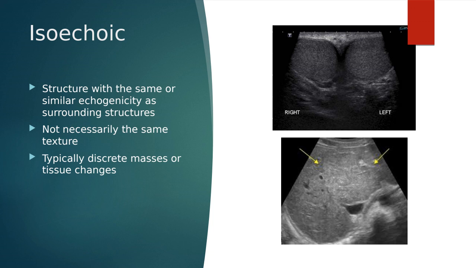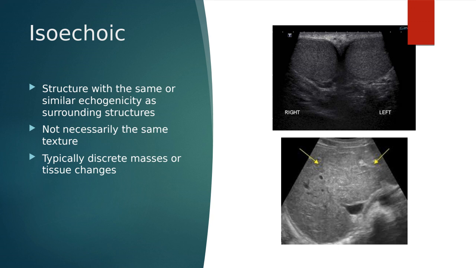So if we look at our picture here on the top, this is a side-by-side image of the right and the left testicles in the scrotum. They are two different structures, right? Because you have a right testicle and a left testicle, but they're displaying the same shade of gray. They are the same level of echogenicity, so that means they are isoechoic to each other.